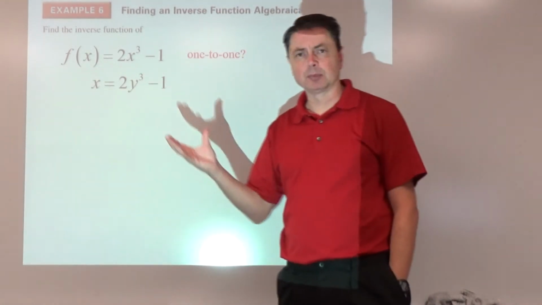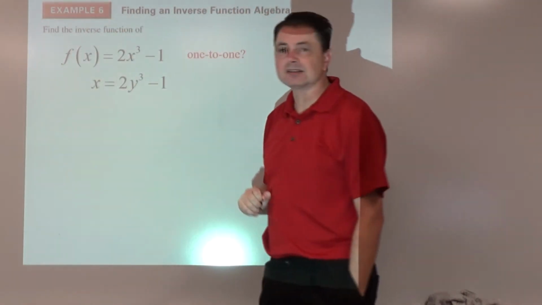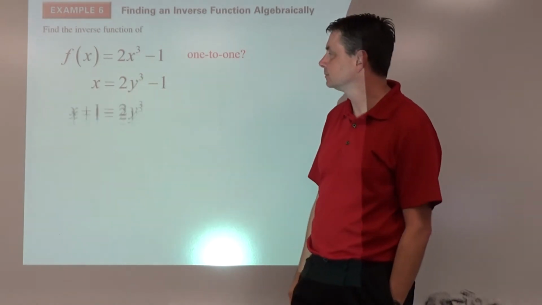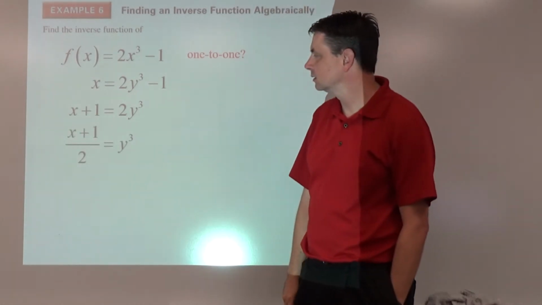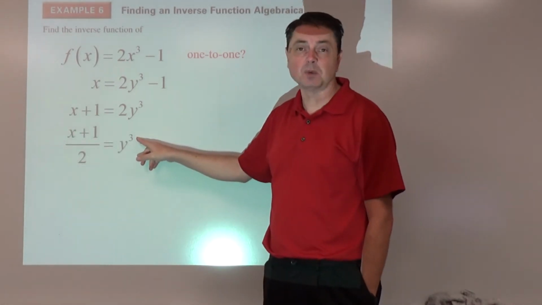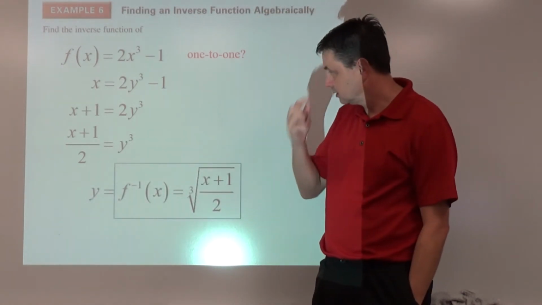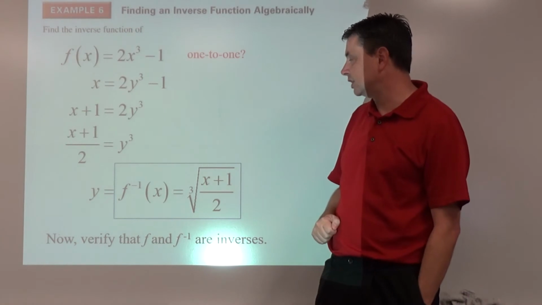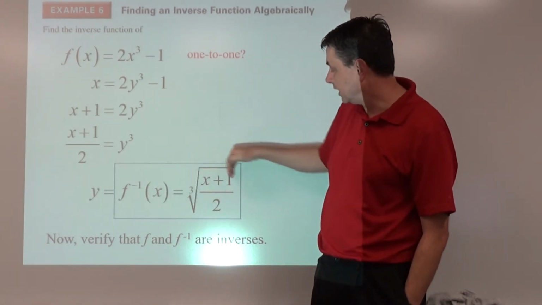So kind of combine a couple steps here. Y equals, and then switch all the x's and y's. Now we solve for y. So let's add 1 to both sides. Let's divide by 2 on both sides. And then to undo the exponent, let's cube root both sides. And then we can change it back into inverse notation, function notation. F inverse of x is the cube root of x plus 1 over 2.